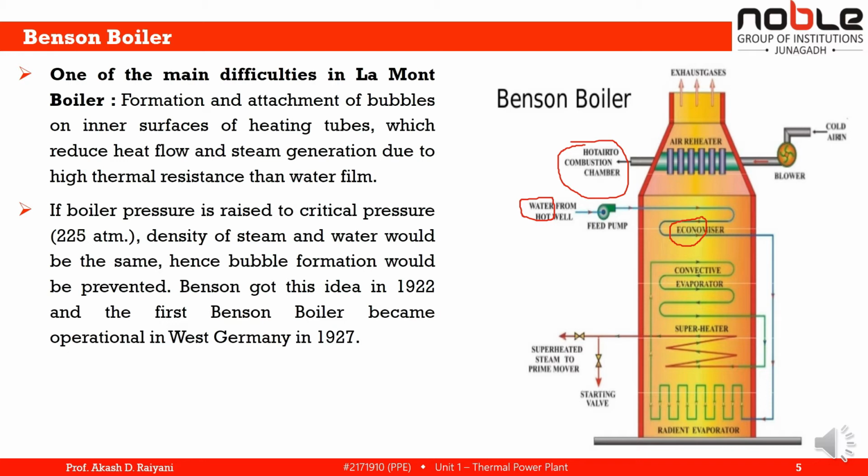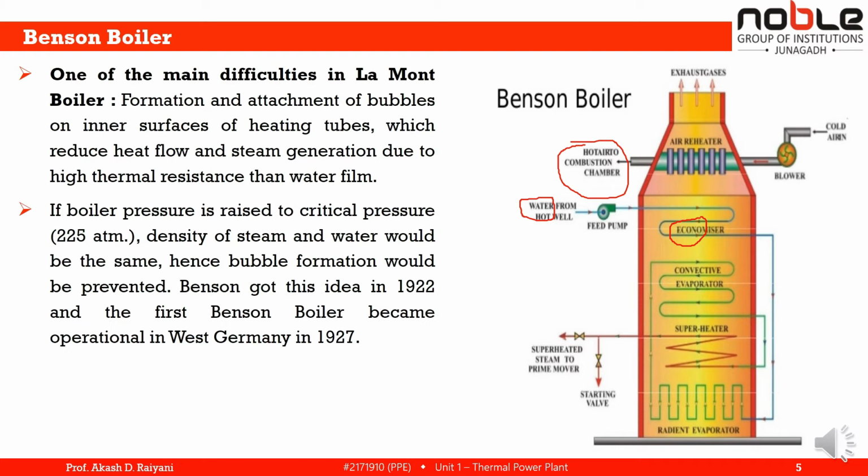Here it will get sensible heat from the flue gases, so its temperature is rising. Then it is supplied to the radiant evaporator. Here feed water from the economizer will be supplied to the radiant evaporator, in which the water gets evaporated and partially converted into steam.